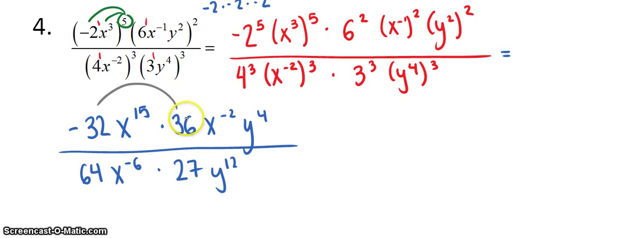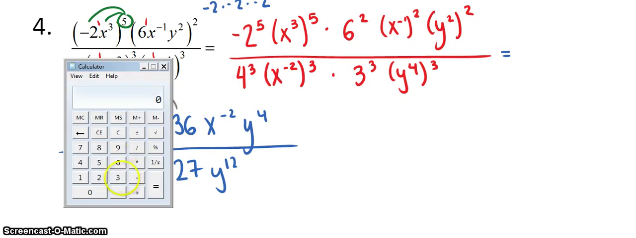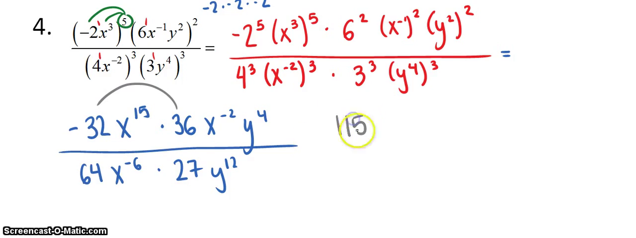So let's start by multiplying 36 times negative 32. So 36 times 32 will give us 1,152. And it'll be negative because you're multiplying negative times positive. Okay, in the numerator, you also have an x to the 15th and an x to the negative second. So remember, when you multiply, you have the same base, you add the exponents. So 15 and negative 2 will give me 13 x's. And then we only have one y in the numerator, so we'll leave that alone for right now.